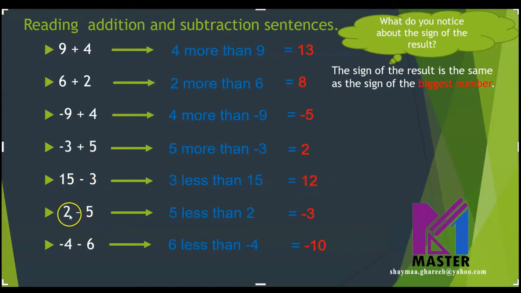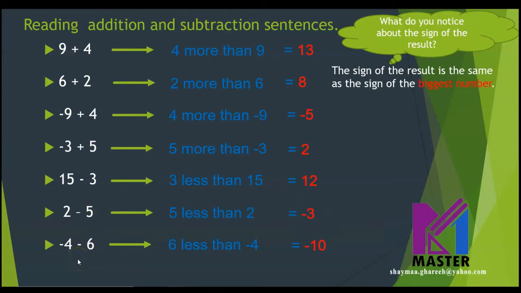What about the next one? I have number 2 and number 5. Which number is bigger? Number 5. Is this number 5 positive or negative? It's negative, because it is subtracted from the 2, which means it has a subtraction sign before it. So I can consider it a negative number. So the answer must be negative. As you can see, negative 3.